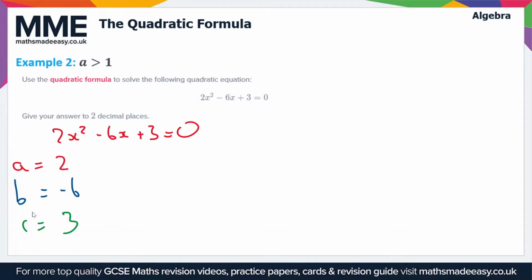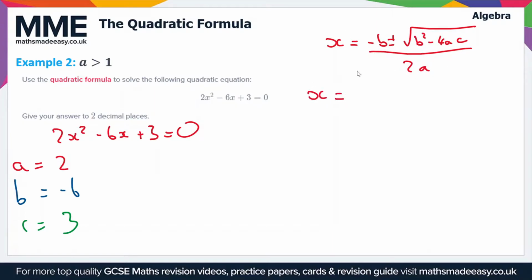But here we need to substitute these values of a, b and c into the quadratic formula. Now if you've seen the first video, you should know that the quadratic formula is x equals minus b plus or minus the square root of b squared minus 4ac over 2a. So all we have to do is substitute in these values to this expression, and that will give us our solutions. So it's simple enough.